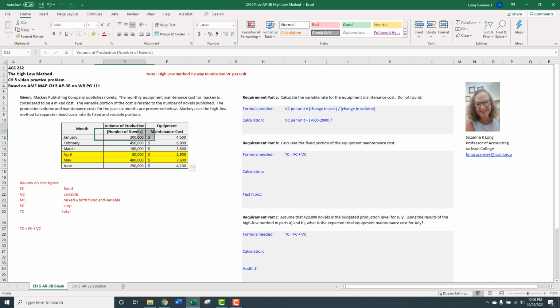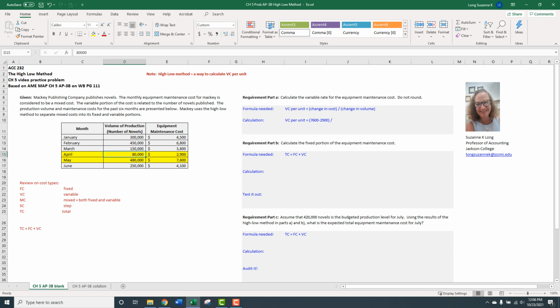So now I'm going to look at production, and I'm just curious, but it is also the high and the low. But if it wasn't, we'd have to stick with the same 2 months. Whichever you're going to pick for your high, we're going to go along with it on the other side between cost and volume. In this case, it is the same 2 months, so we're okay.